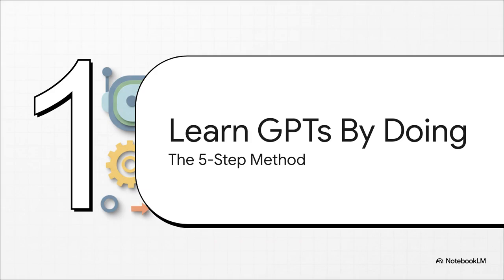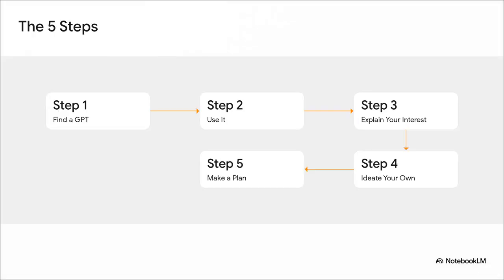Okay, so let's get right to the heart of it. This whole approach is built on a super straightforward 5-step method, and it's designed to do one thing: take you from being a curious observer to a confident creator. The method itself is really simple. You start by just finding a GPT that already exists, and then you use it. Next, you reflect on it. You figure out why it works for you. And that process naturally leads you to ideate and then plan your own. It's this really cool journey from consuming to creating.